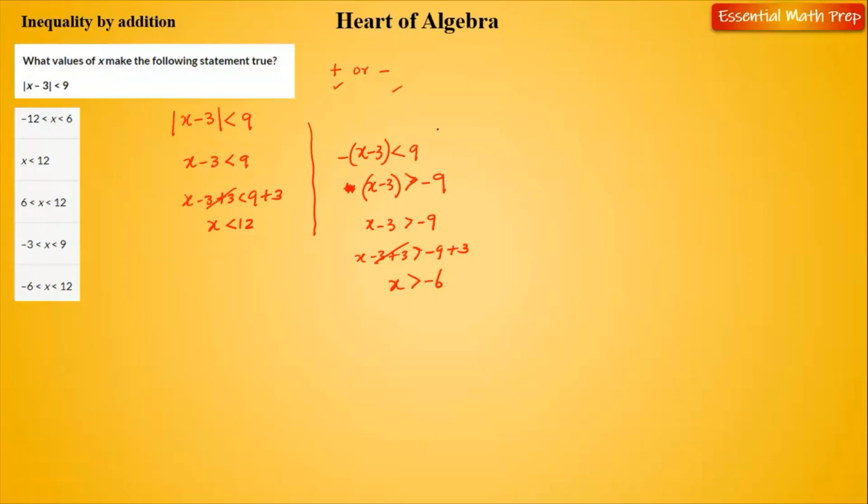That means we now know x is less than 12, x is greater than -6. So how do you write that? Write x in the middle. On one end, you have x is less than 12. On the other hand, x is greater than -6. And if you look at the answer choices, there is only one that exactly matches what we have, and hence that is the correct answer.